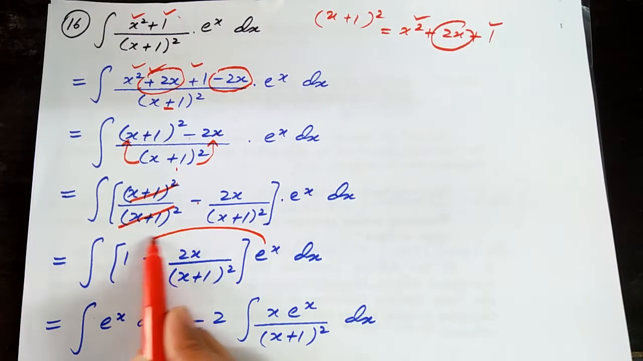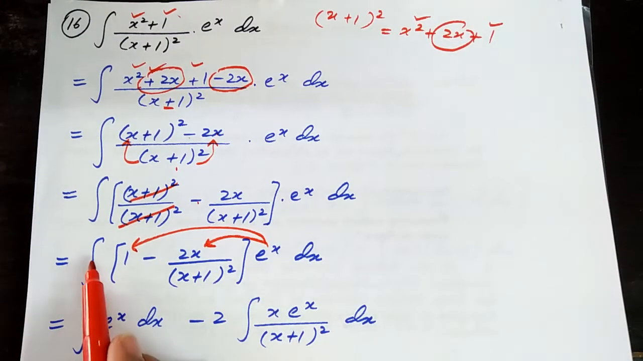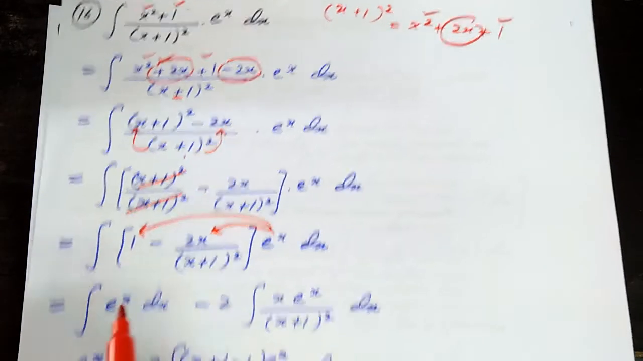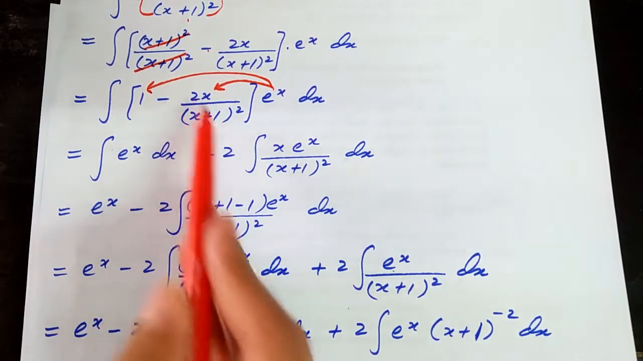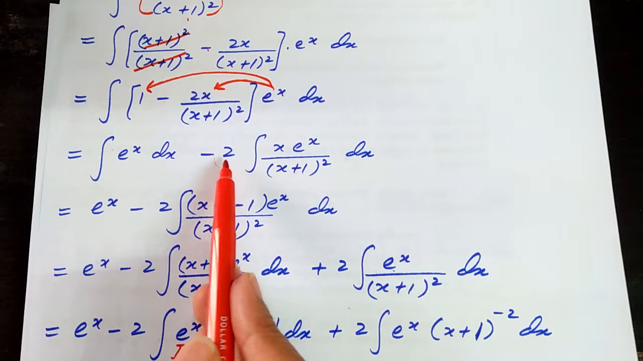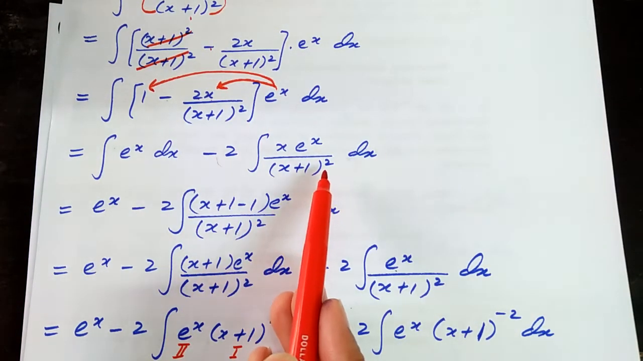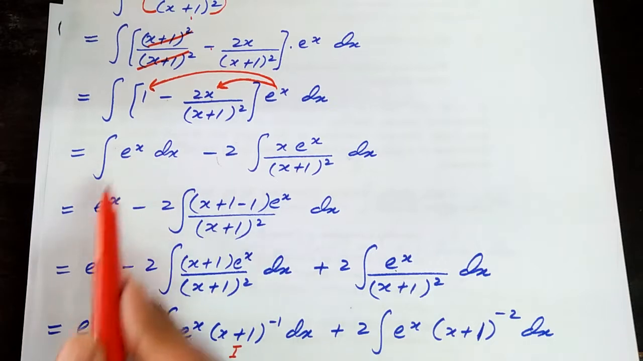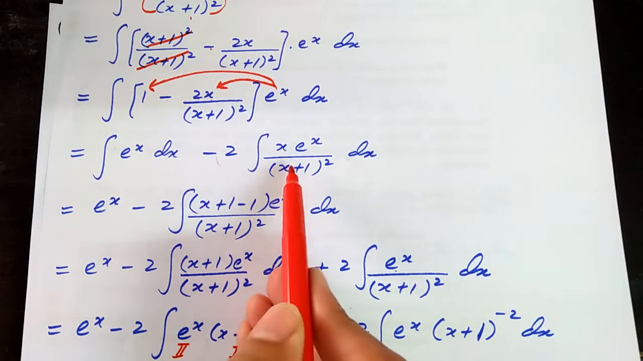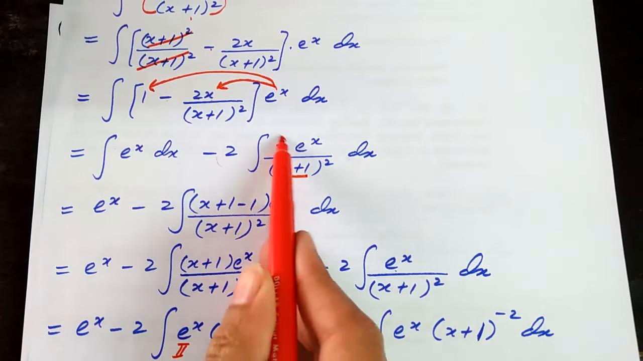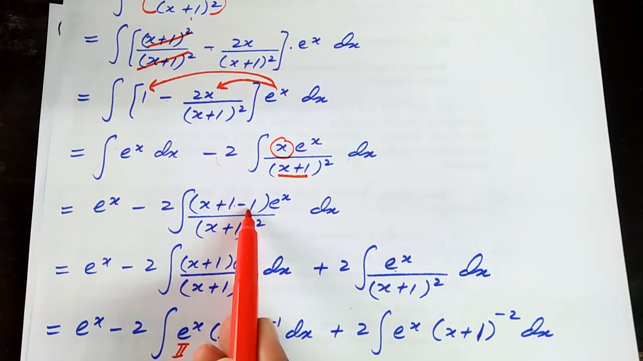Now multiply e raised to power x with the first function and with this second function, and separate the integration into two parts. We will get integration e raised to power x dx minus 2, a constant, I have taken it outside, integration of x e raised to power x over x plus 1 whole square. Integration of e raised to power x is e raised to power x, and now we see we can make this x plus 1 here again by just adding 1 and subtracting 1.